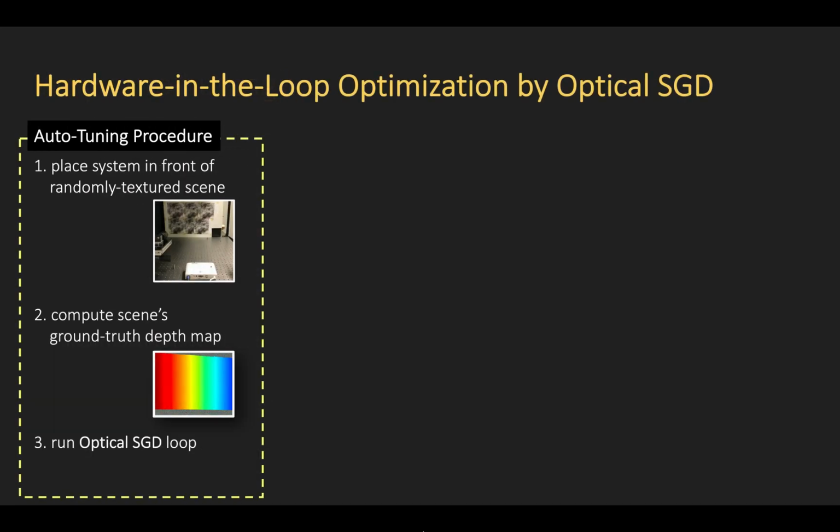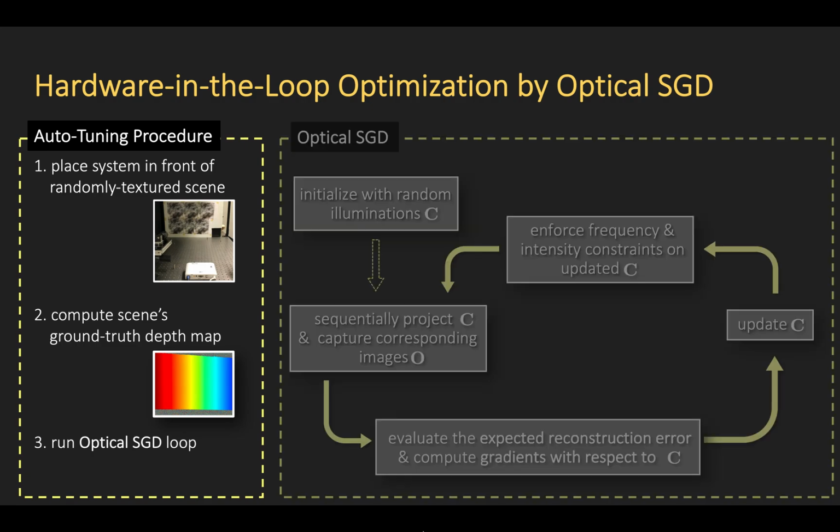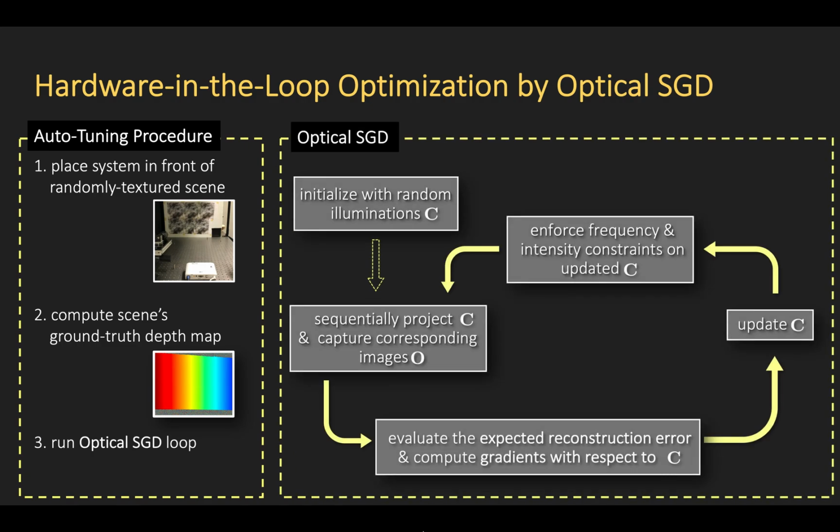Now, let's see how auto-tuning works. To auto-tune a system, all the requirement is to put the system in front of a random texture board, capture its ground truth, and then run the optical SDD routine. Optical SDD runs partially in the optical domain and partially in the numerical domain. We initialize from random illuminations, project them and capture images, compute errors and gradients with regard to the illumination, and update the illumination. Everything is pretty much the same as a regular SDD loop, except that we compute the gradient in the optical domain.